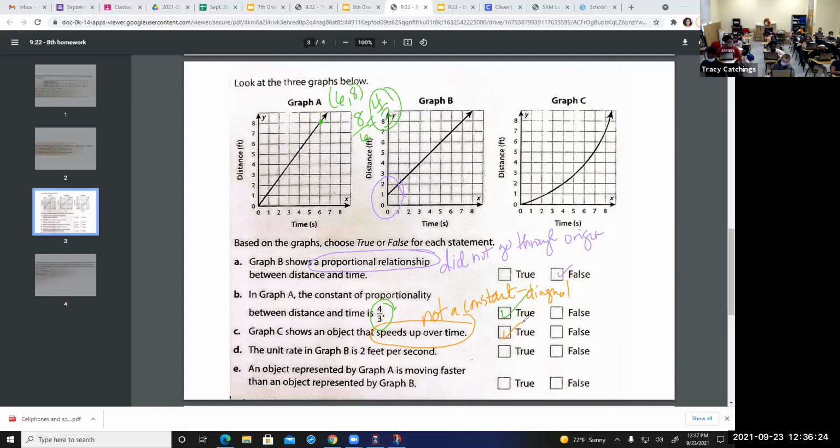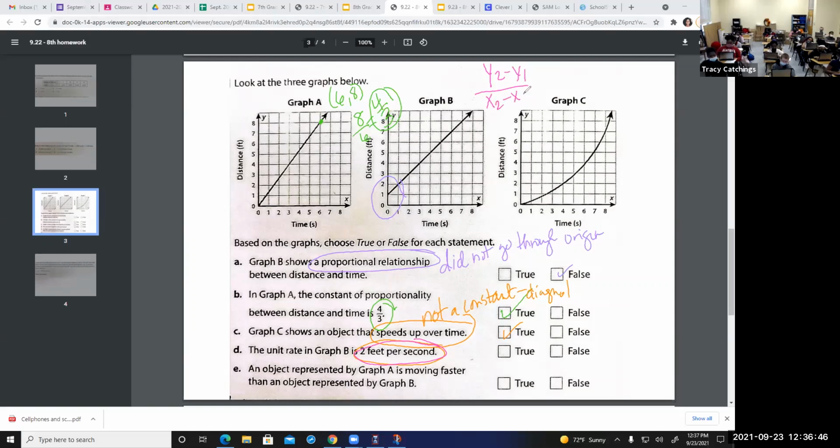All right, false, talk to us. It says unit rate of graph B is 2 feet per second. Now, Connor already told us graph B was not proportional. Good job. So it's not proportional.